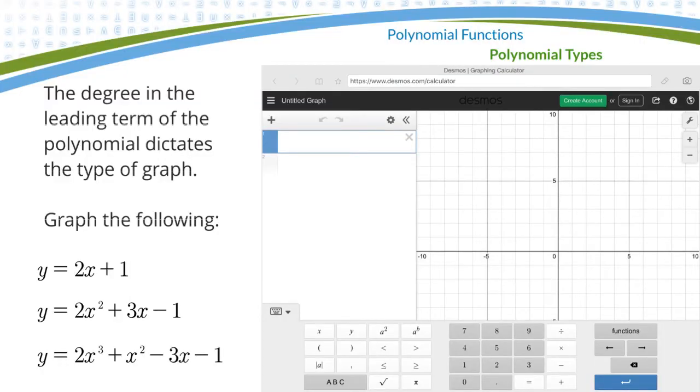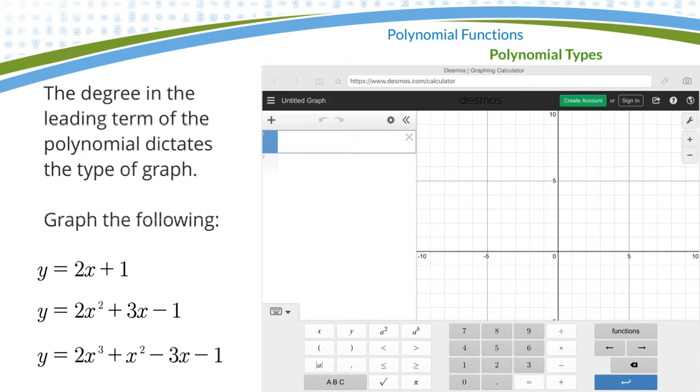Okay, so polynomial functions, we've already looked at a couple of them. One of them was linear functions. So y equals 2x plus 1, y equals 2x squared plus 3x minus 1 would be a quadratic function. And then today we'll look at cubic functions and quartic functions and any of the ones beyond that.